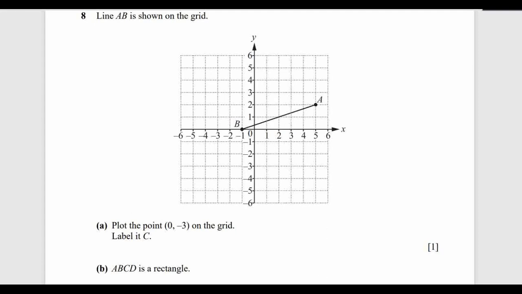10 seconds. So the answer will be 0, negative 3, yeah? 0, negative 3, C. Next question.